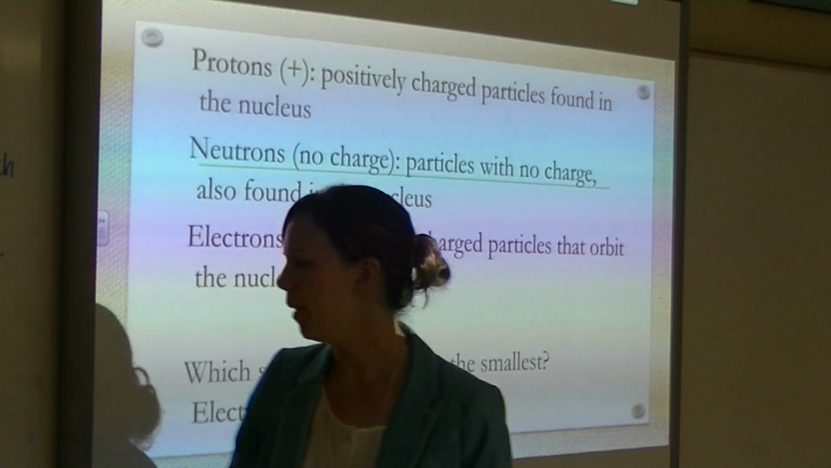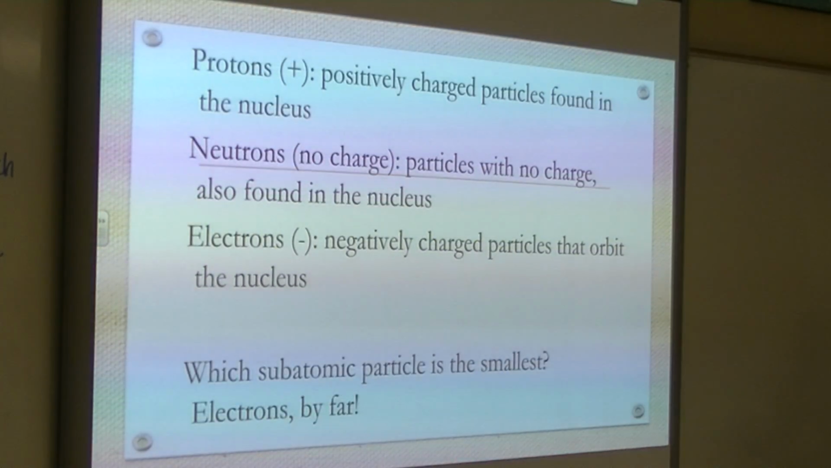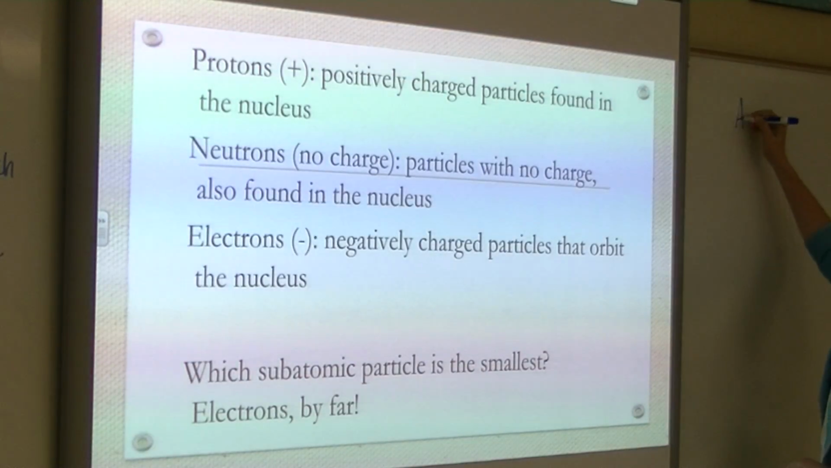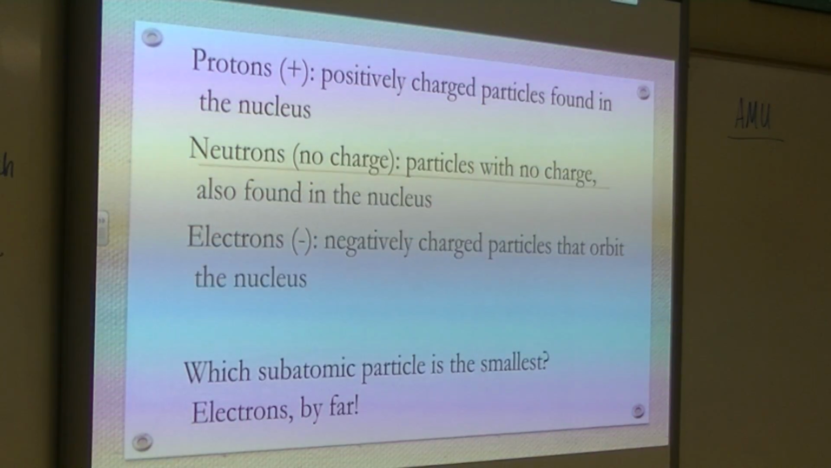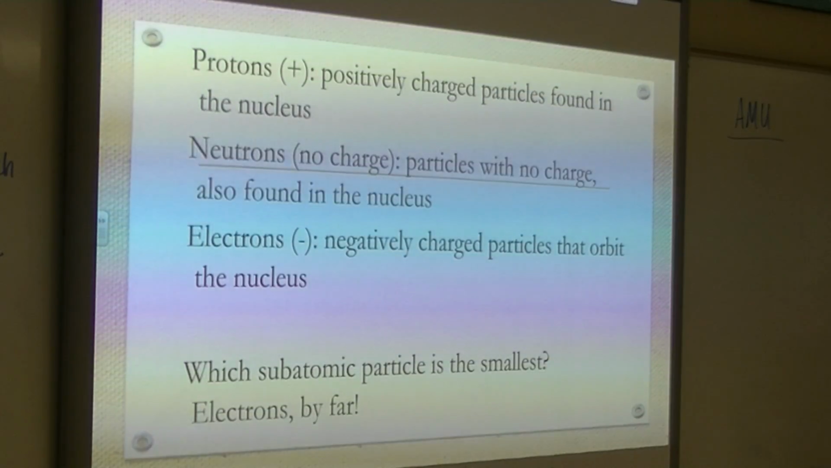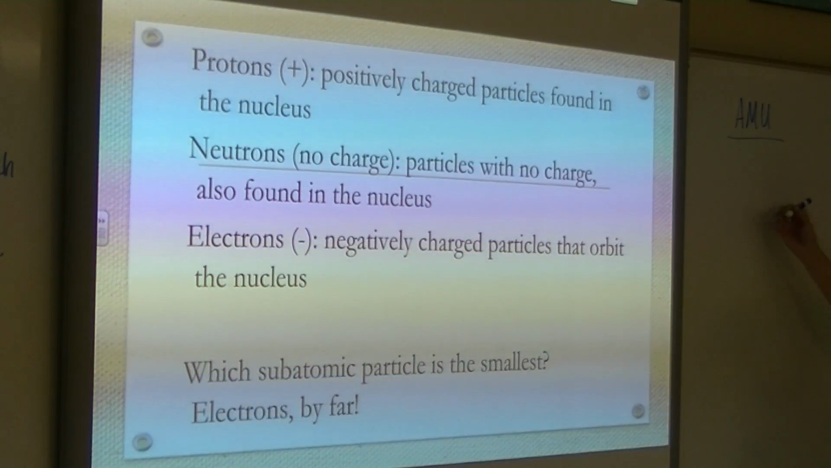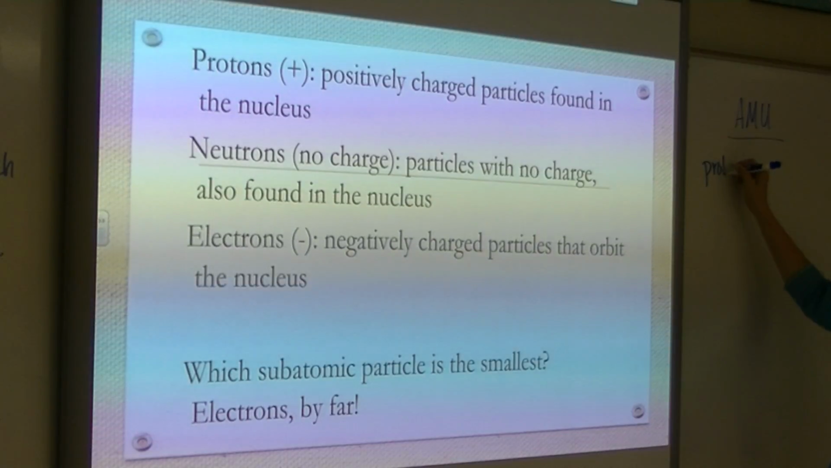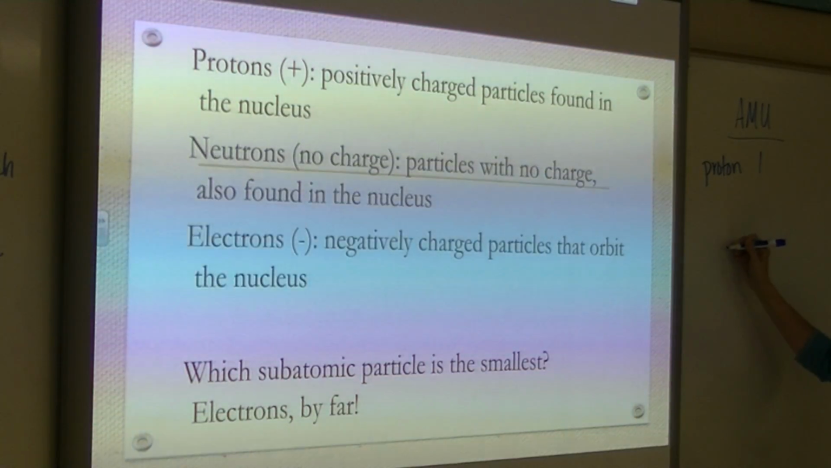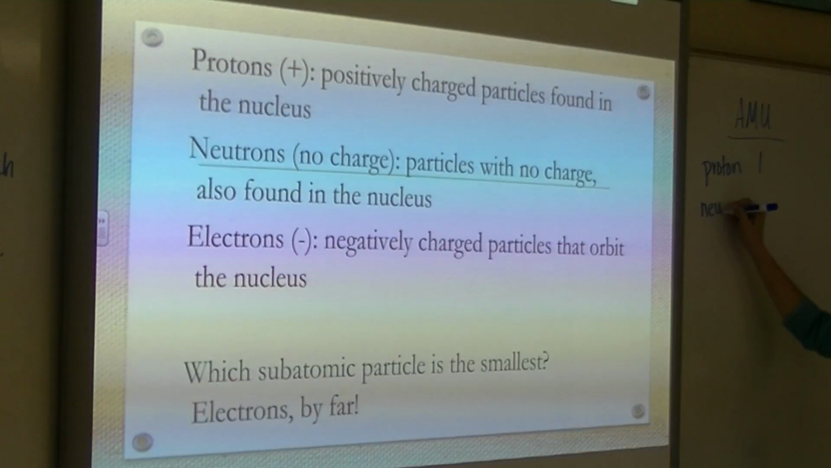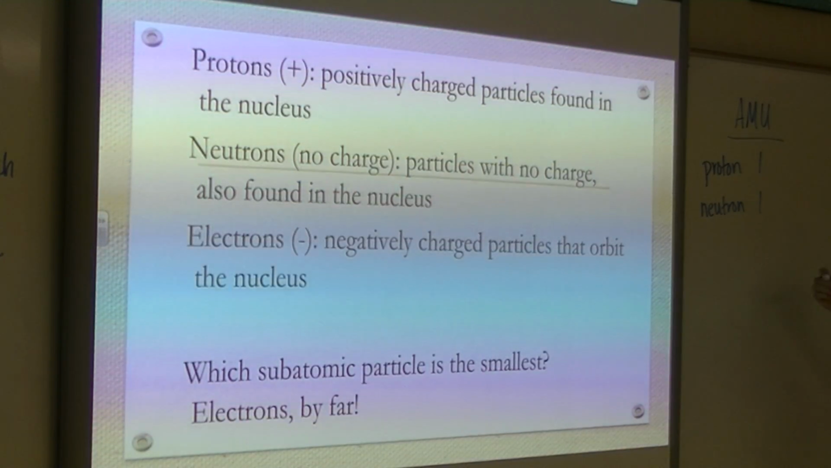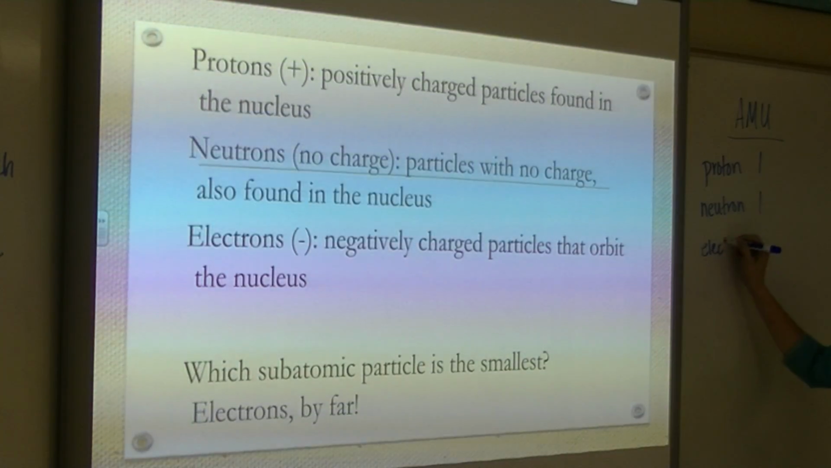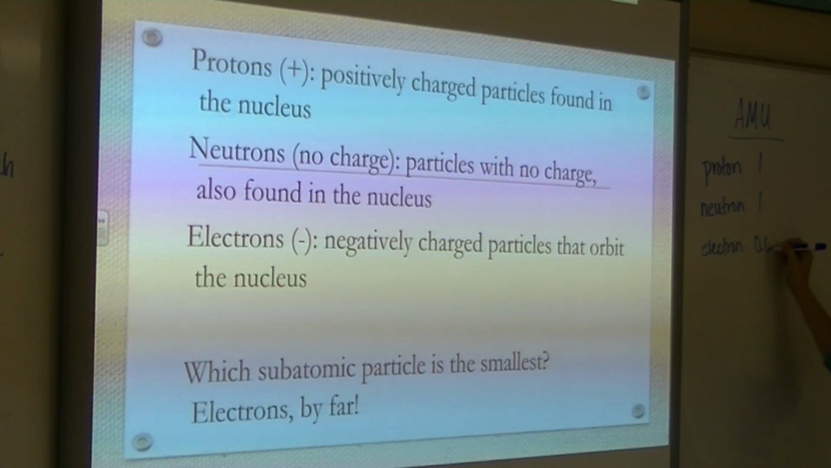Then I asked a question at the bottom: which one of the subatomic particles is the smallest? It's electrons by far. Tomorrow we're going to talk quite a bit more about AMUs, which are atomic mass units. It's the way that we find mass of atoms because they're so very small. The atomic mass of a proton is considered 1. The atomic mass of a neutron is also about 1. We're rounding, but about 1. The atomic mass unit of an electron is 0.005.